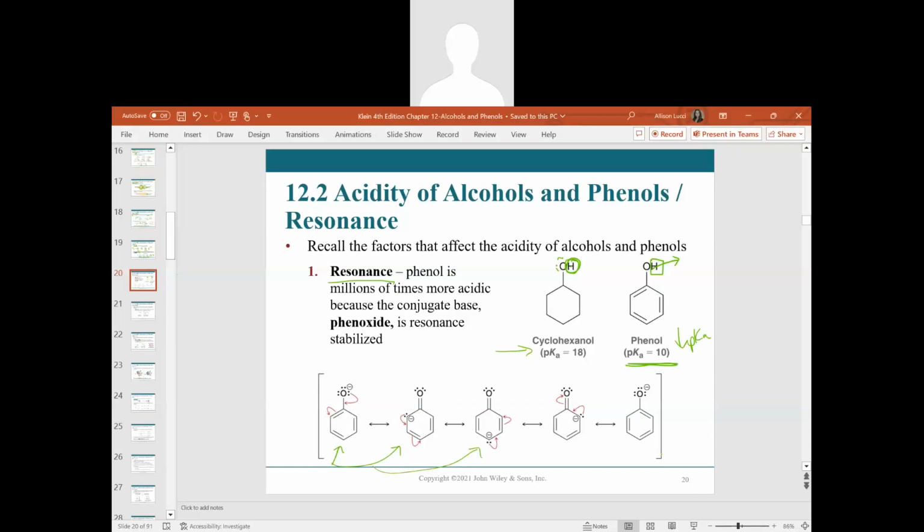So this is much more acidic due to the fact that it has resonance stabilization of its phenoxide ion that results after deprotonation. So resonance stabilization makes it about millions of times more acidic, and we can see there's like 8 powers of 10 between these two pKa values.